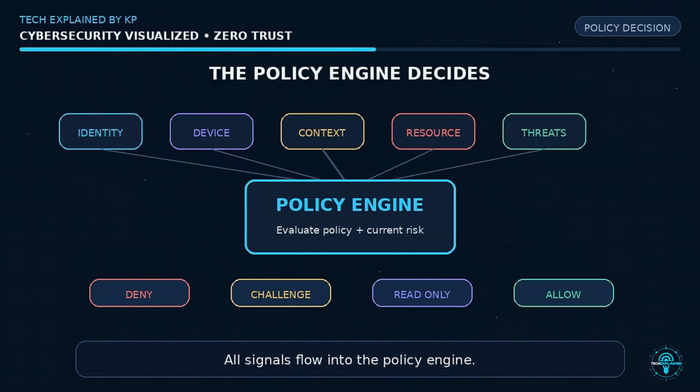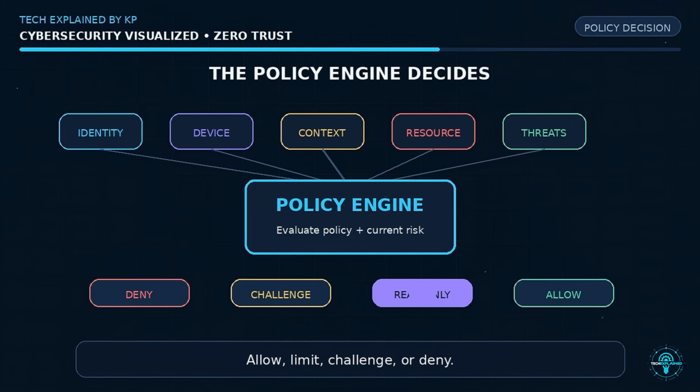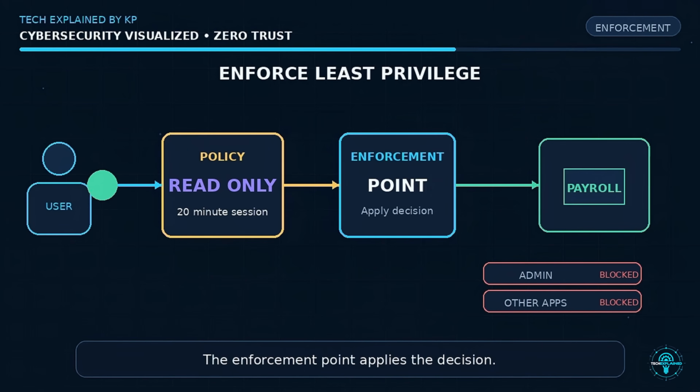These signals flow into a policy engine. The engine compares the request with organizational rules and current risk. It may deny access, require stronger authentication, permit read-only access, or approve a limited session. The decision is specific to this user, this device, this resource, and this moment. A policy enforcement point applies the decision between the requester and the resource.